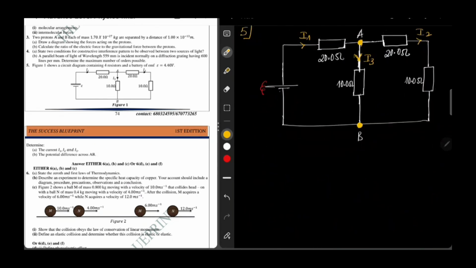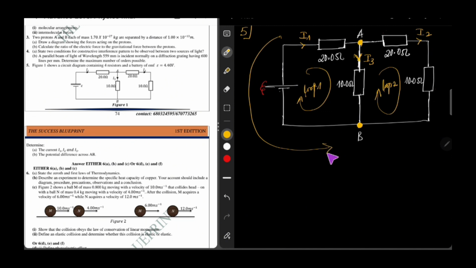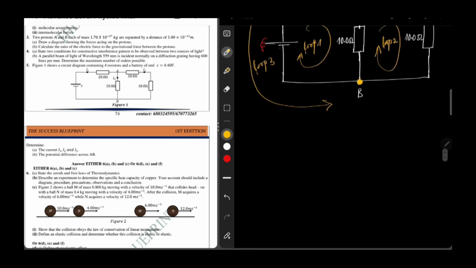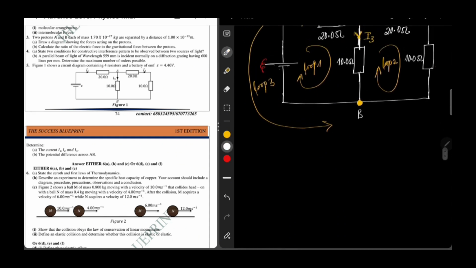In our circuit, the very first thing we need to do is to indicate the junction and the loops we'll be considering. So we'll consider junction A and the loops, moving in the clockwise sense. Let's call this one loop 1, and this other loop, same in the clockwise sense, loop 2. There can be a third loop if you decide to move along the perimeter of the circuit. We'll call this one loop 3.